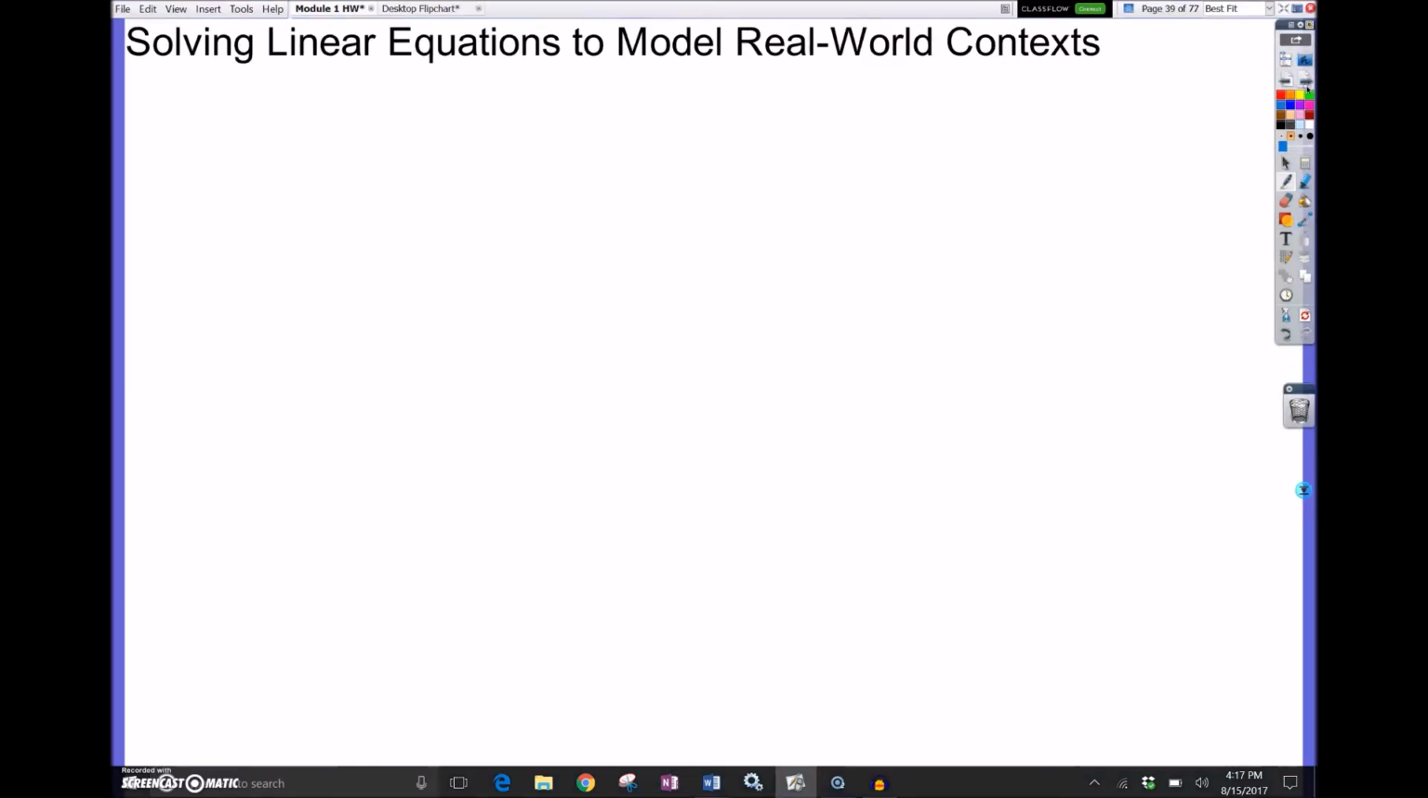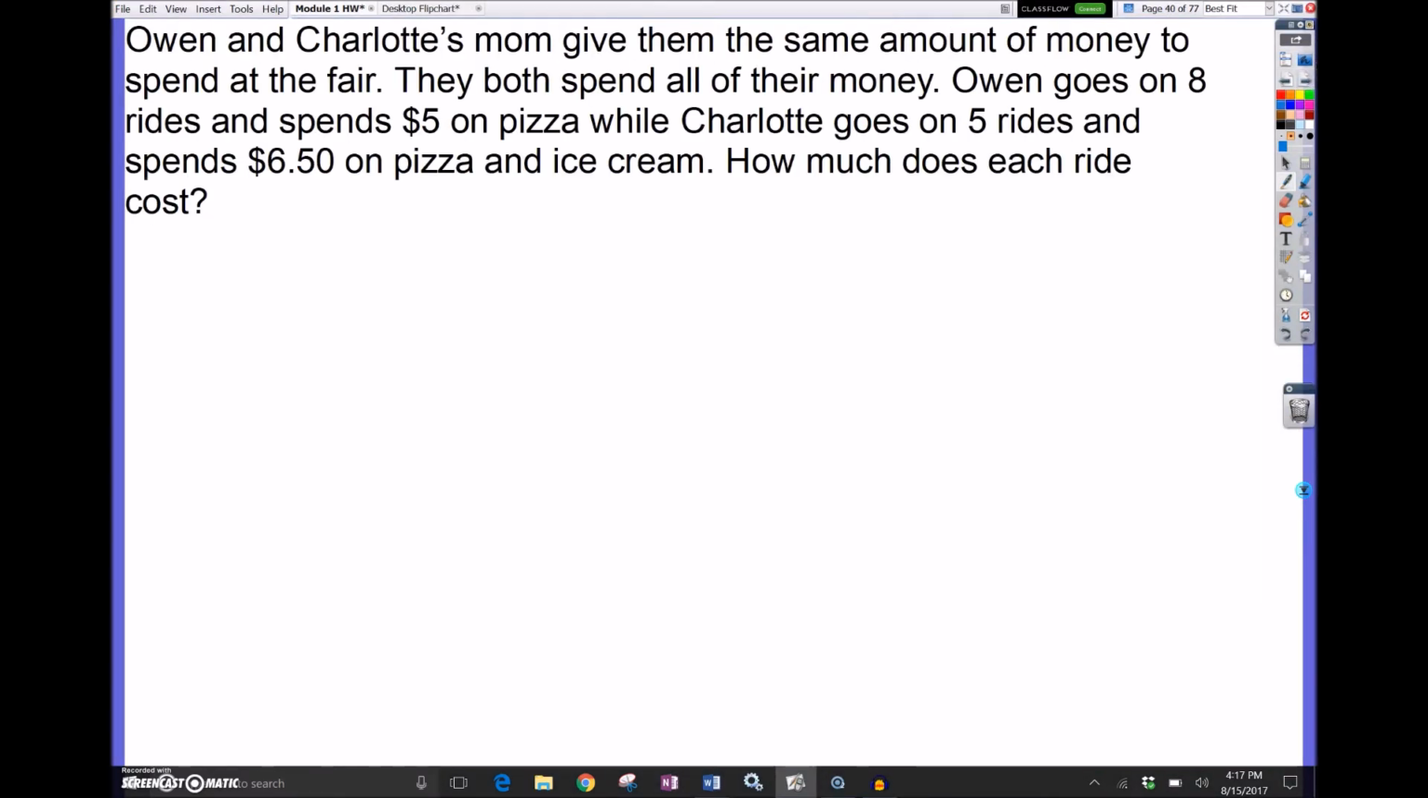So right here it says Owen and Charlotte's mom give them the same amount of money to spend at the fair. They both spend all their money. Owen goes on 8 rides and spends $5 on pizza, while Charlotte goes on 5 rides and spends $6.50 on pizza. How much does each ride cost?